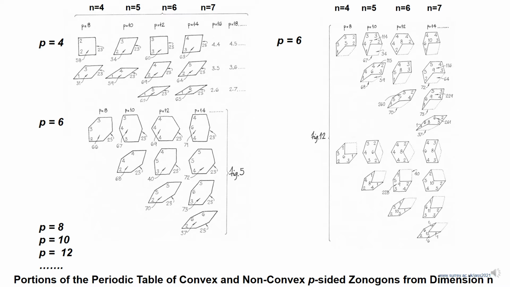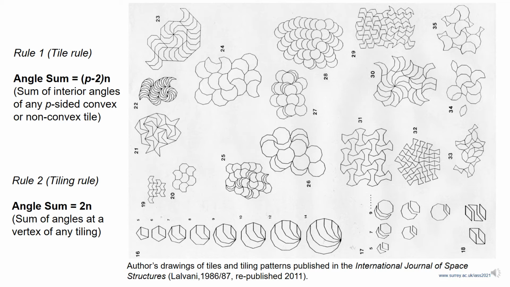Also in the 1980s, periodic tables of convex and non-convex tiles projected from higher dimensions were developed. The table on the left is part of a table of convex zonagons and includes rhombi, hexagons, octagons, and so on, and the table on the right shows non-convex hexagons. Similar tables exist for all other non-convex zonagons. On the right is a reproduction of an illustration of some of these tiles and tilings in an image published in the International Journal of Space Structures in 1986-87.